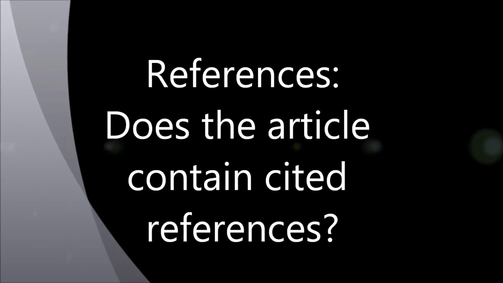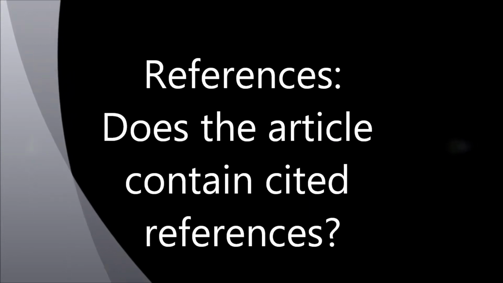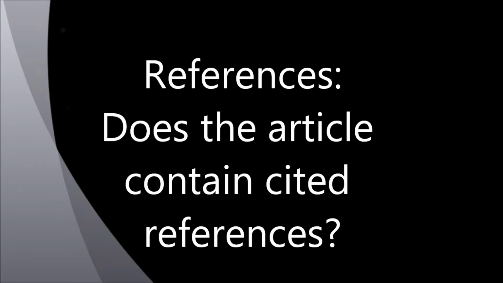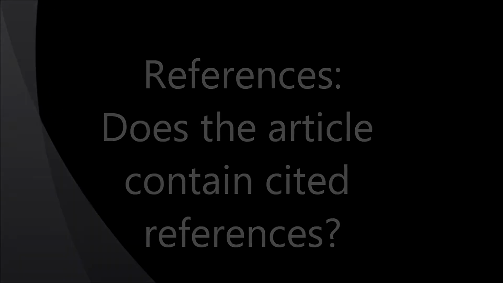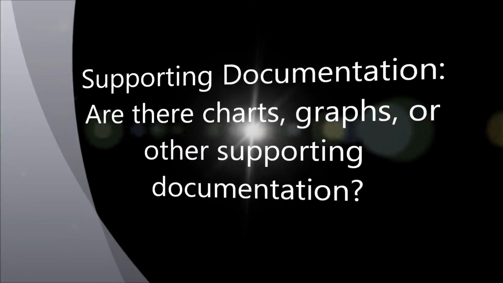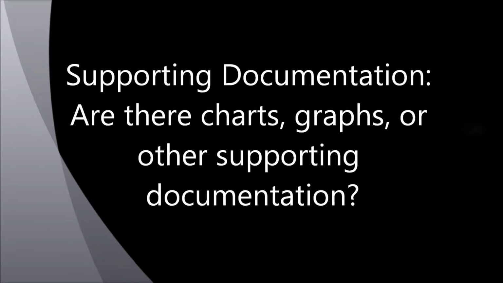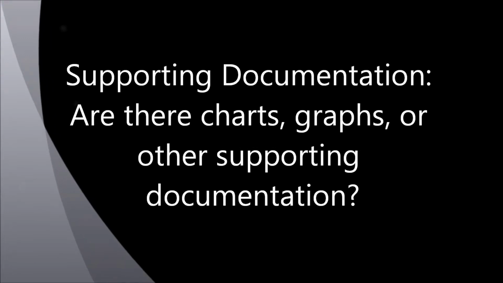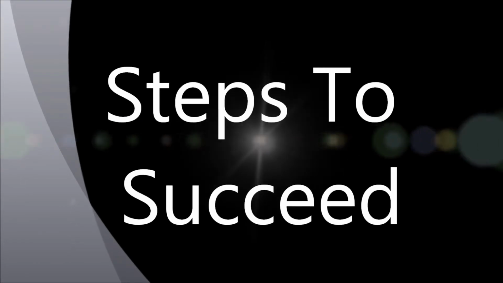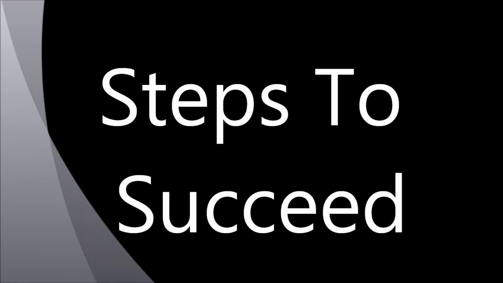References. Does the article contain cited references? Does it demonstrate the author's conclusions based on the work of other experts? Supporting documentation. Are there charts, graphs, any of those things that make you see visually what's going on? These steps can help you evaluate an academic journal to make sure it's right for you to use.